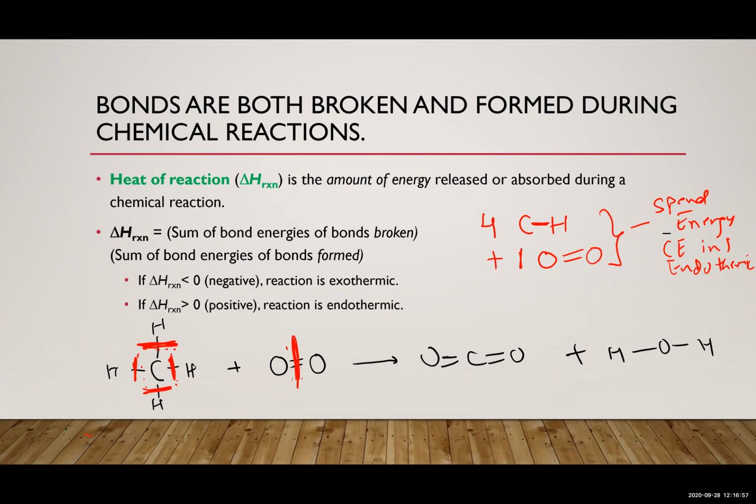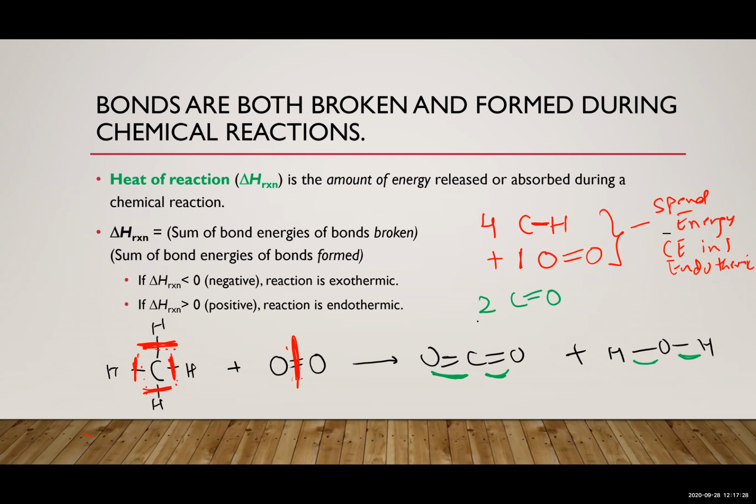Do you see any new bonds which formed in this reaction? Yes. Which one is that? Carbon with oxygen. So we have this new bond, and this new bond, and this new bond, right? These four bonds. So how many carbon and oxygen double bonds are formed? Two. 2 CO double bonds.